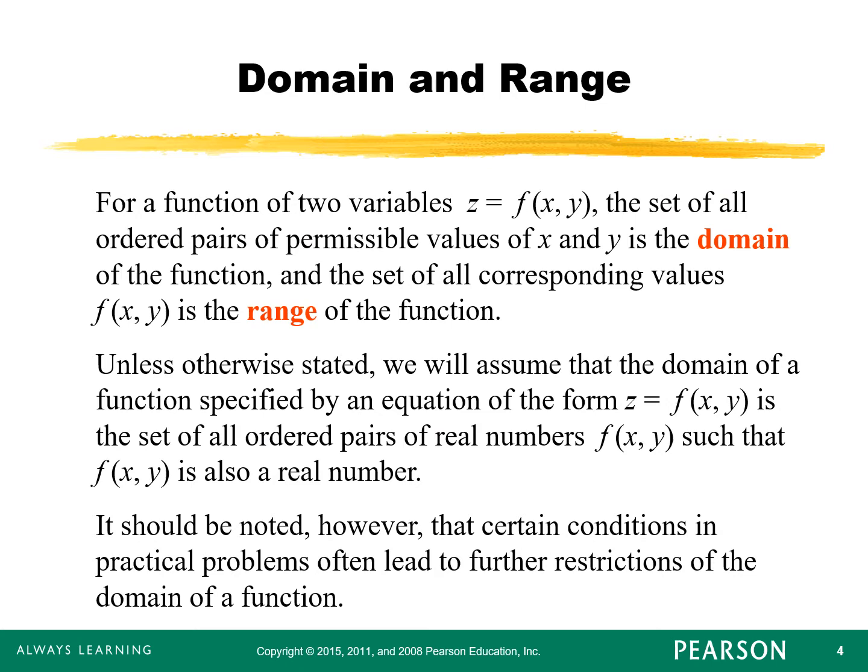We learned the two variables functions which are expressed as z equal to f(x, y). So the set of all ordered pairs of permissible values of x and y is the domain of the function, and the set of all corresponding values is the range of the function. Unless otherwise stated, we will assume that the domain of a function specified by an equation of the form z equal to f(x, y) is the set of all ordered pairs of real numbers x and y such that f(x, y) is also a real number. It should be noted, however, that certain conditions in practical problems often lead to further restrictions of the domain of a function.